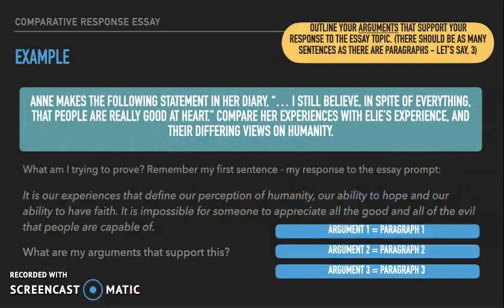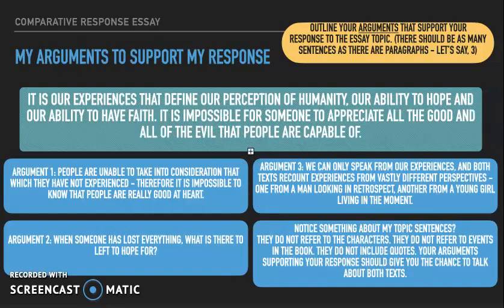Okay, so now we're up to outlining arguments. I need to ask myself, what am I actually trying to prove? So my first sentence was, it is our experiences that define our perception of humanity, our ability to hope, and our ability to have faith. It is impossible for someone to appreciate all the good and all the evil that people are capable of. So what are my arguments that support this? I've had to think about it.